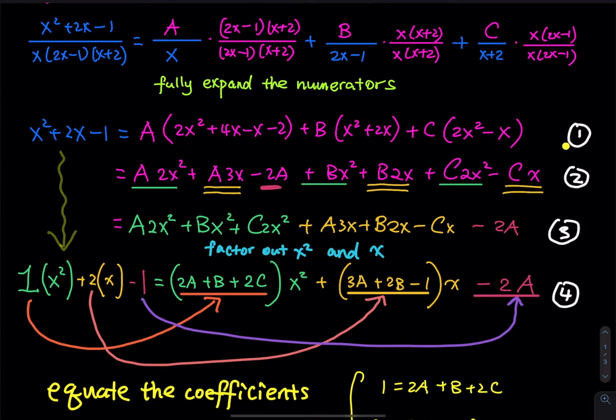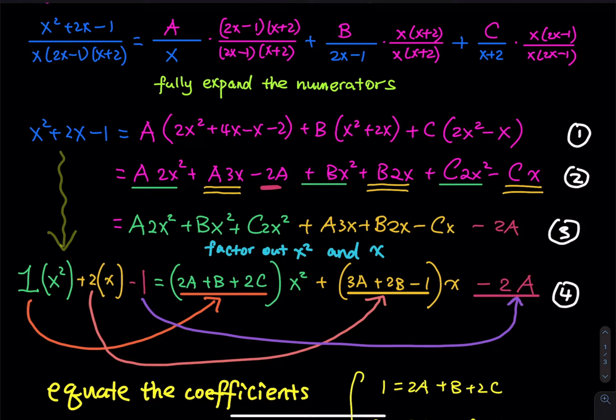You fully expand the numerators. Of course, you expand the linear factor first, and then you distribute the A, B, and C. So after the distribution is done, you have A times something, B times something, and C times something, right? That is line 2. In line 2, what I want you to do is group the terms with the same power.